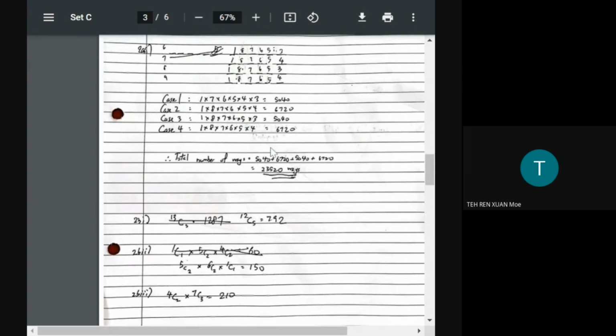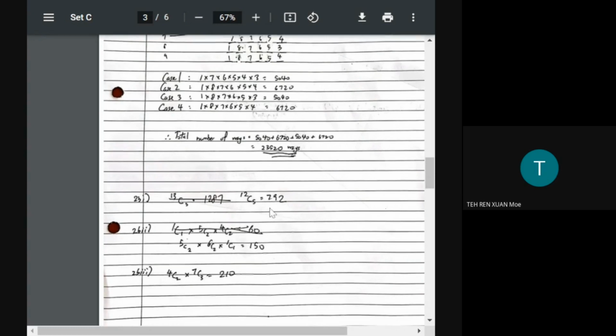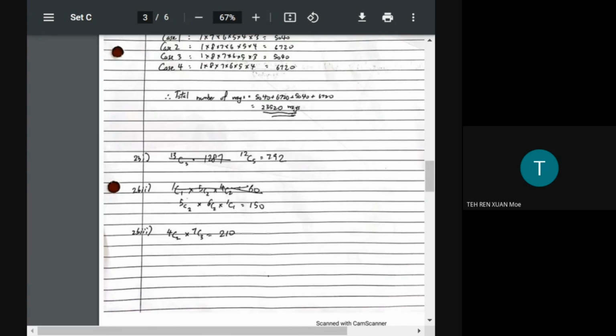So after case 1, the total possibilities are 5,040. Case 2, the total possibilities is 6,720. For case 3, it will be 5,040. And case 4, it will be 6,720. So we will find the total number of ways by adding all together, which becomes 23,520 ways.